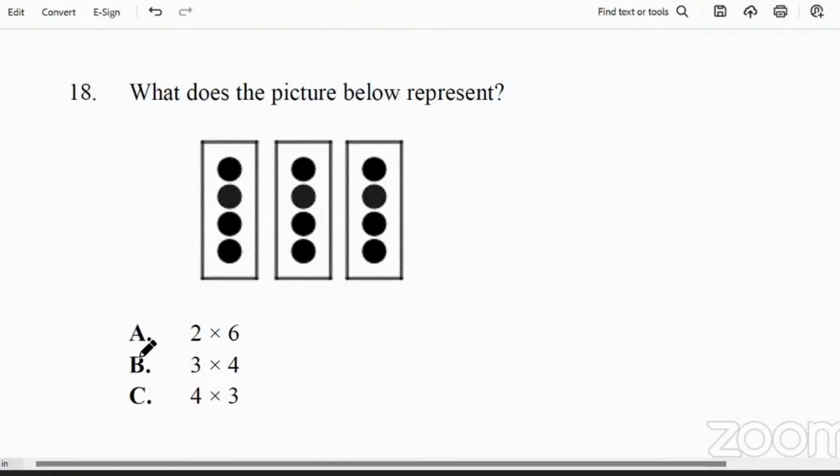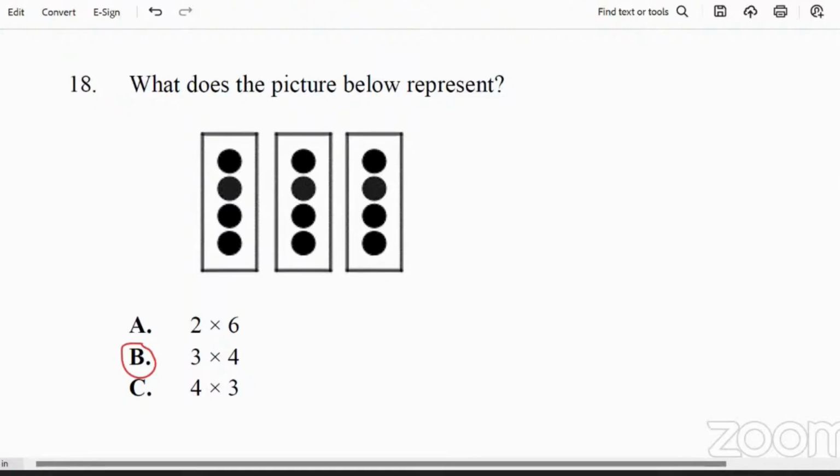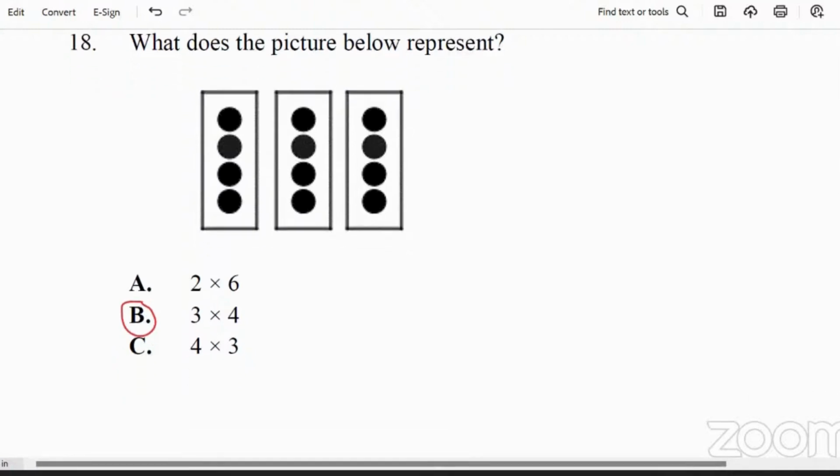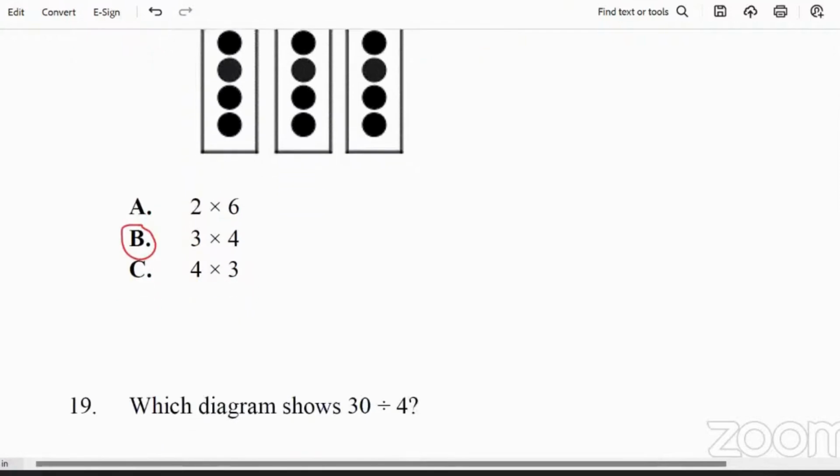The answer is B. 3 groups of 4, okay? For C, it would have been, like you're saying, 4 groups of 3, okay? But in B, it's 3 groups of 4. So even though the numbers would give you the same total, the same product, B is the correct answer.